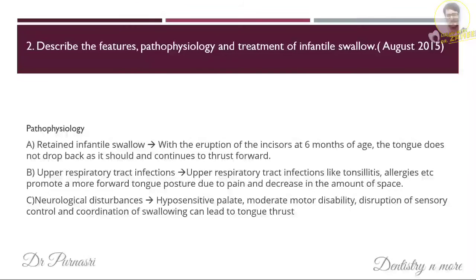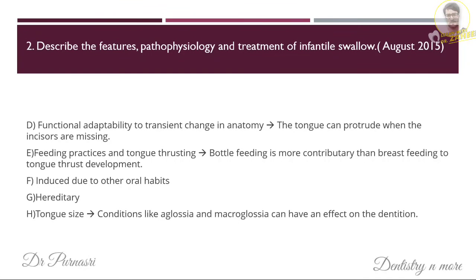Another reason could be a neurological disturbance such as hyposensitive palate or moderate motor disability, disruption of sensory control and coordination of swallowing. This can also lead to a tongue thrust. Other reason is functional adaptability to transient change in anatomy. That is, the tongue can protrude when the incisors are missing. And then the feeding practices. If bottle feeding is more than the breastfeeding, then also this type of infantile swallow can persist. Then some certain oral habits, it could be hereditary, or if the tongue size is abnormal, even then we can see this retained infantile swallow.